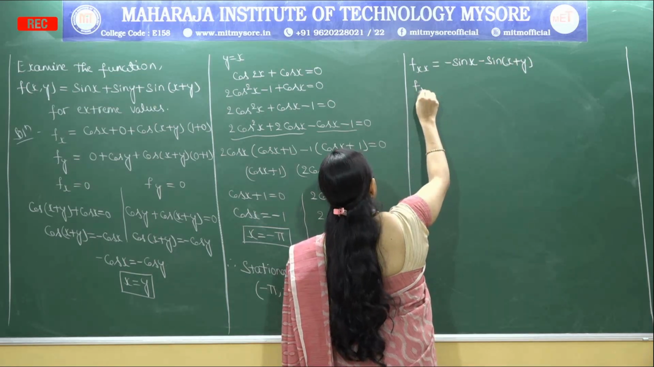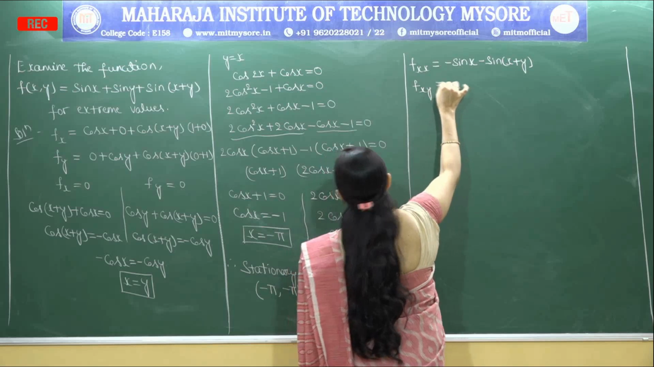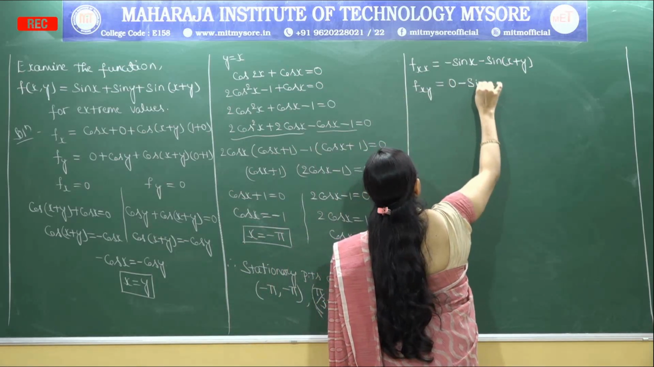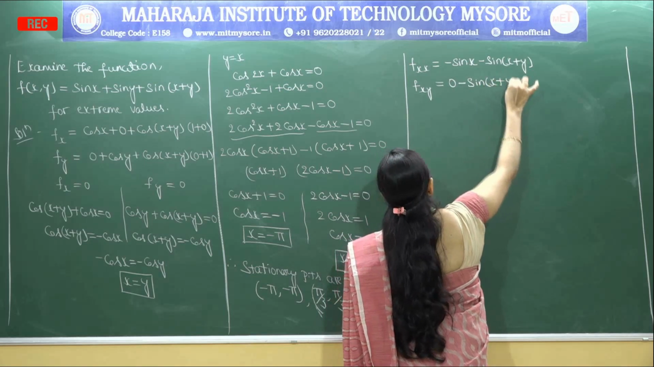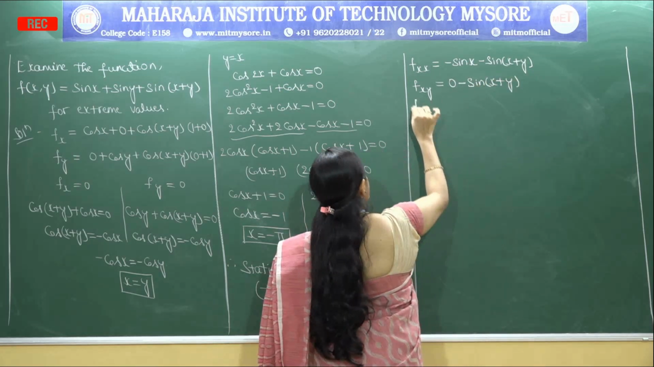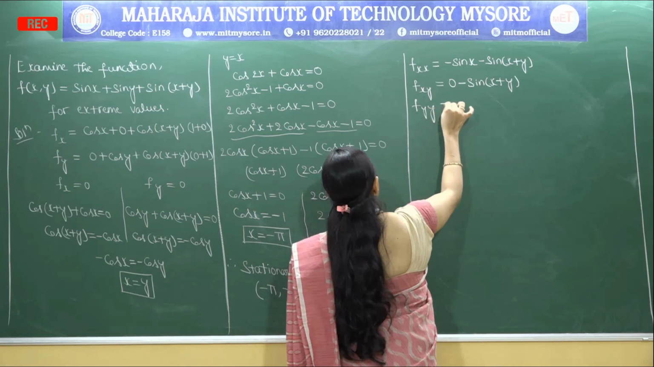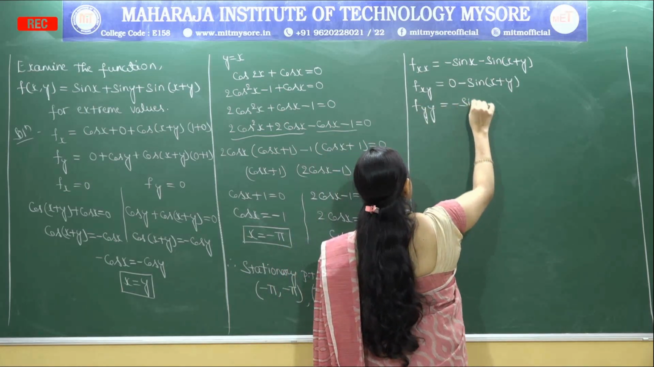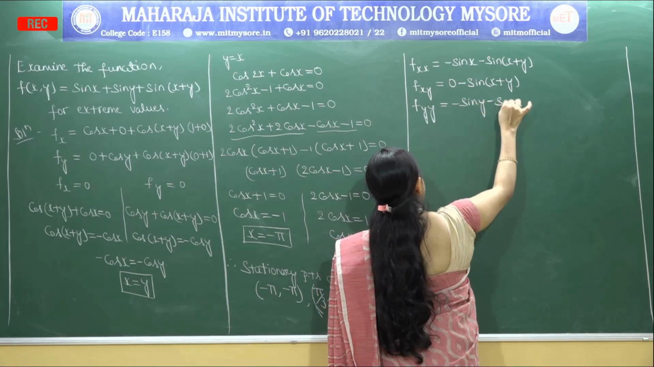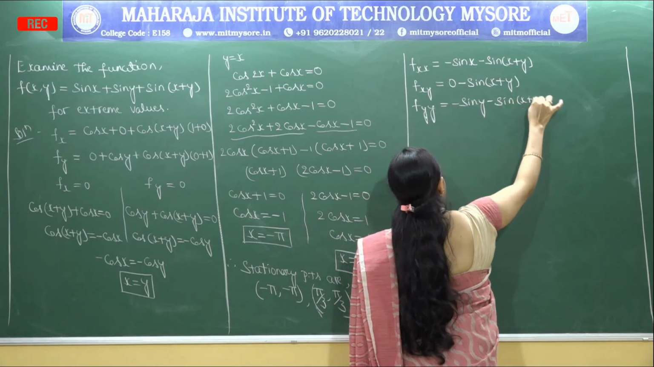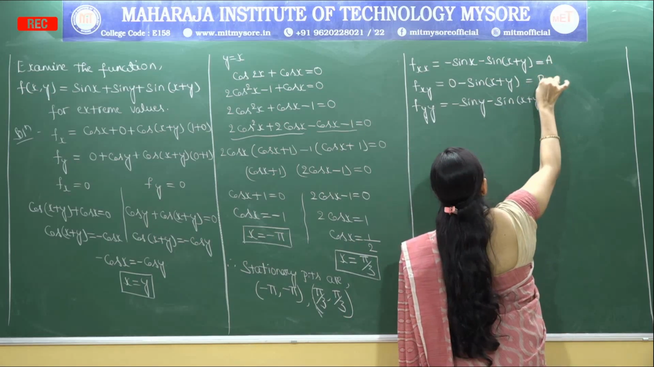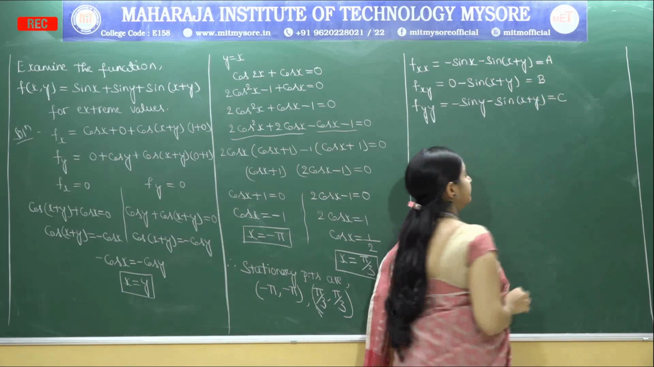So the next one, differentiate f_y with respect to x. Cos y differentiation is 0 and cos (x plus y) gives minus sin (x plus y). Similarly, differentiate f_y with respect to y again. The first term gives minus sin y minus sin (x plus y). So I consider this as A, this is B and this is C.